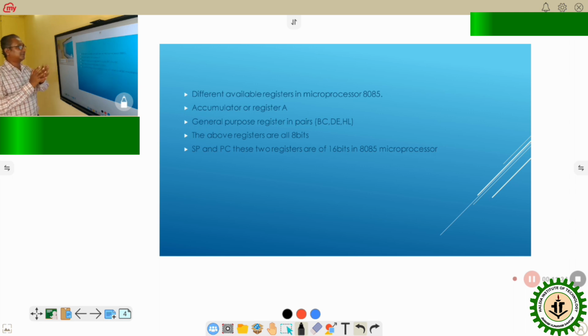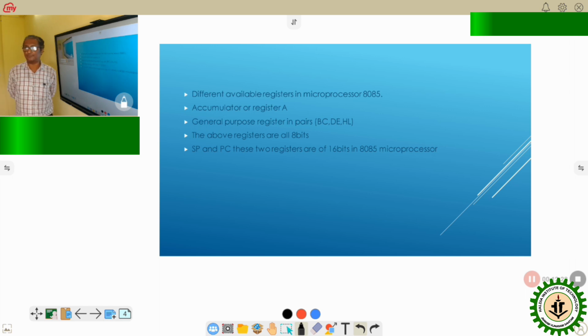Another question: if anyone asks you whether there are any 16-bit registers in the 8085 microprocessor, yes, there are two 16-bit registers in the 8085 microprocessor. One is SP, another is PC. SP stands for stack pointer and PC stands for program counter. Actually, why are these registers 16 bits when all the other registers are 8 bits?